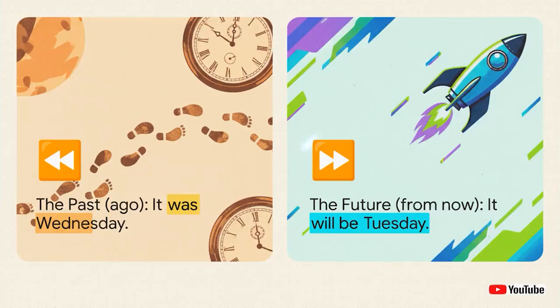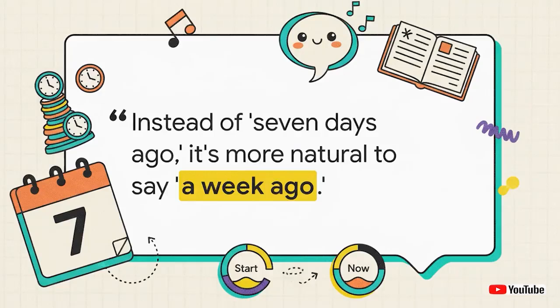Now this is super important, so listen closely. Notice the verb we're using. When you talk about the past with ago, you use the past tense, like it was Wednesday. But when you talk about the future with from now, you need the future tense. It will be Tuesday. Getting that verb right is a key part of making your sentences sound perfect. Here's a little tip that'll help you sound way more natural. Technically, 7 days ago is totally correct, but you'll almost always hear native speakers just say a week ago. It's shorter, it's more common, and it just flows better in a conversation. It's these little details that can make a huge impact.